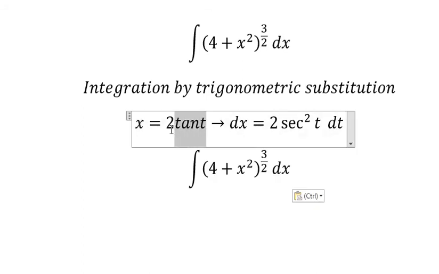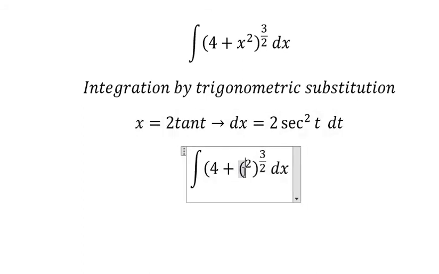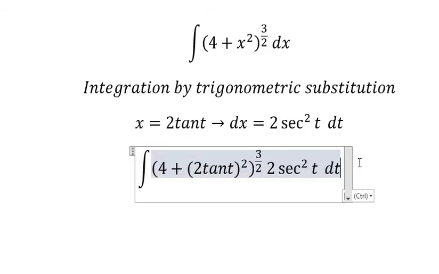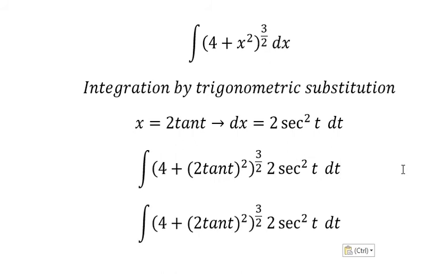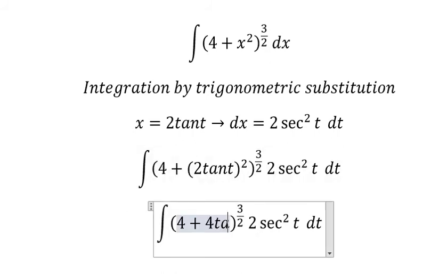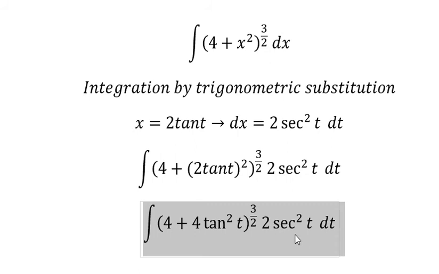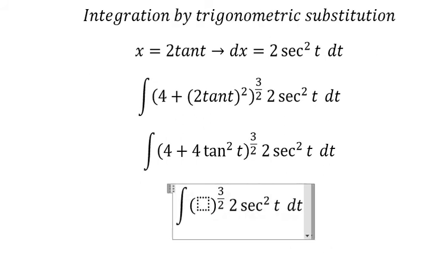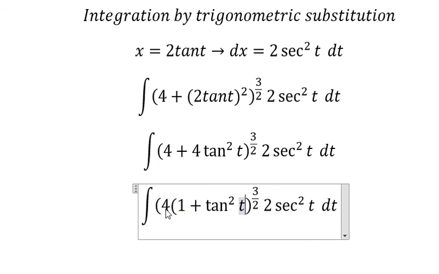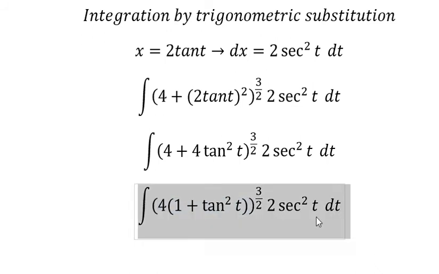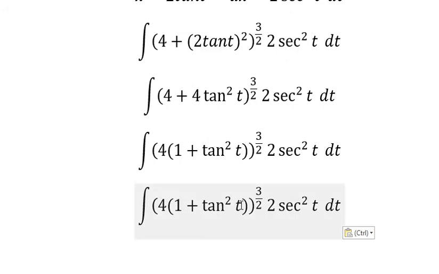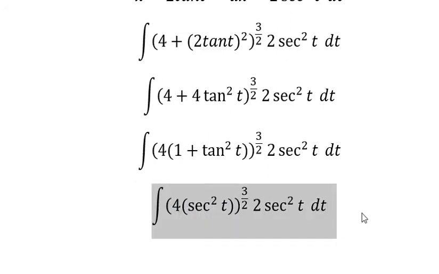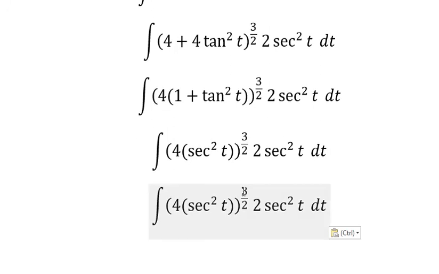So we put this one in here, this one in here, so we got 4 tan t squared. Later we do factorization of number 4. This one we change for secant of t squared. We have the power 3 over 2.